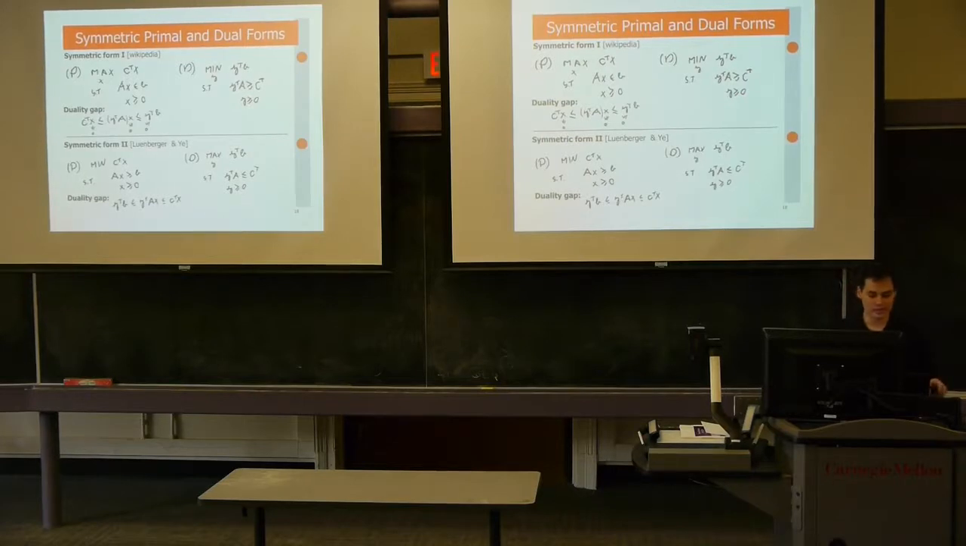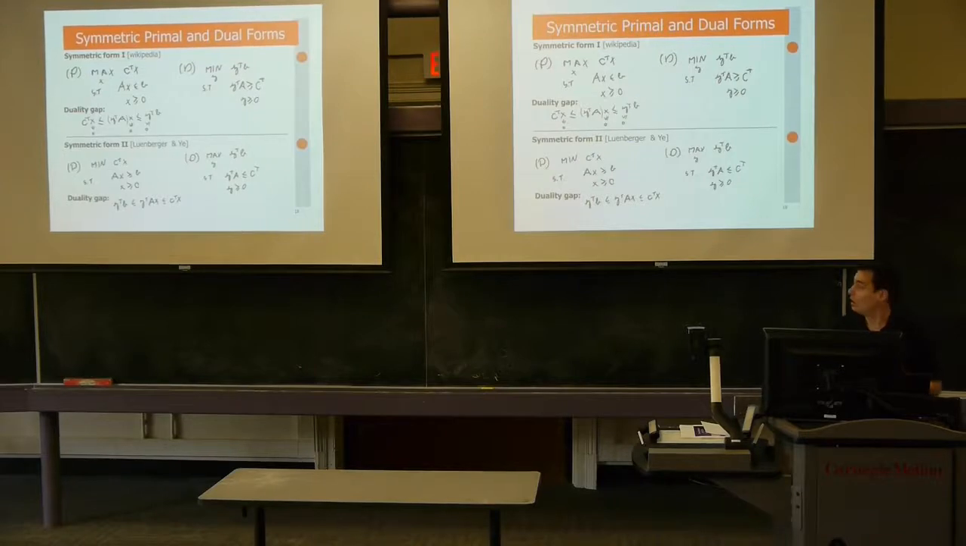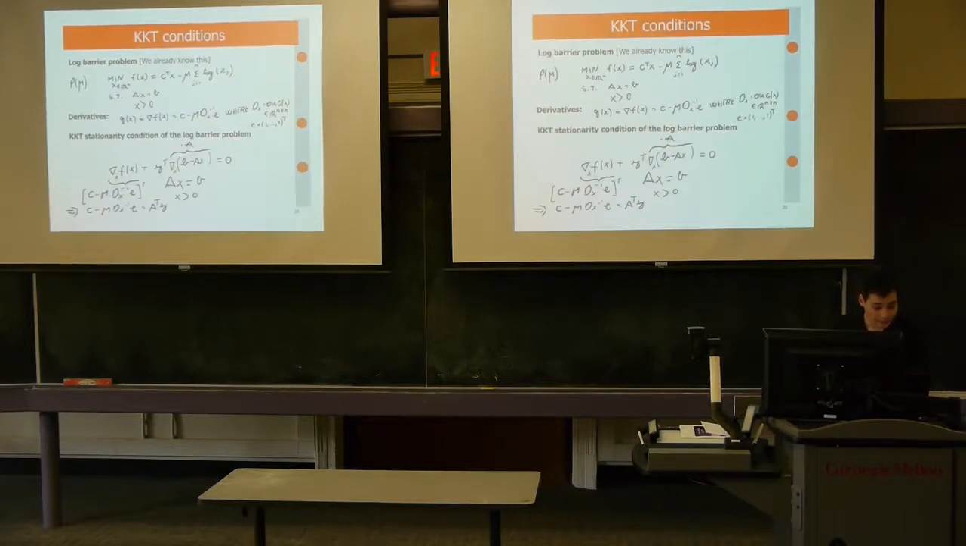So last time we discussed how to do the primal dual logarithmic barrier method for solving LP. We discussed primal and dual forms for LP. We also discussed that there are two cases, asymmetric form and symmetric form. Then our problem was to minimize C transpose X subject to AX equals B, X is non-negative. We introduced this log barrier function, and we studied the KKT conditions for optimality.